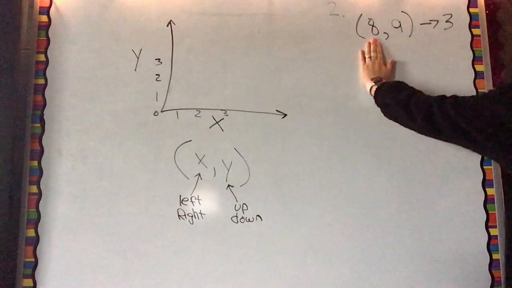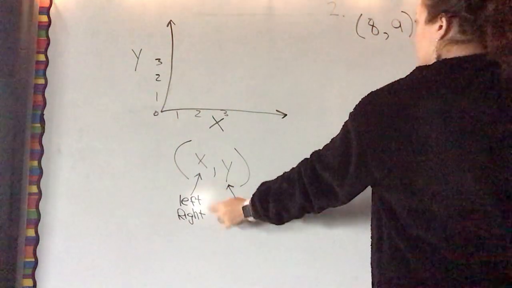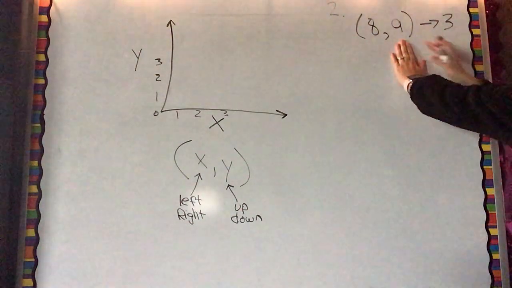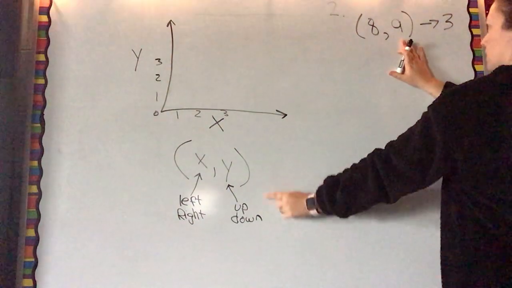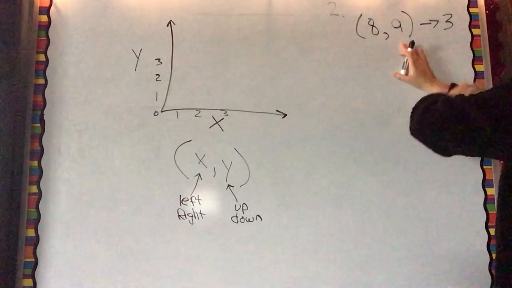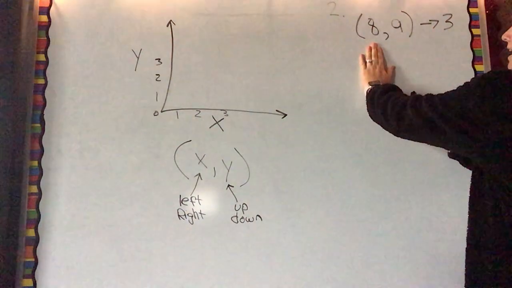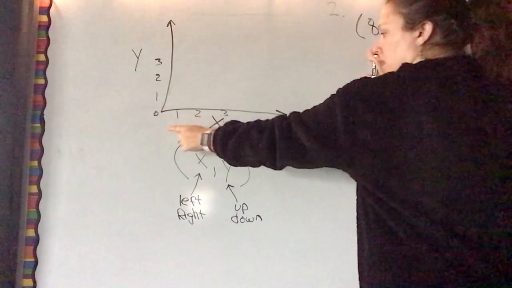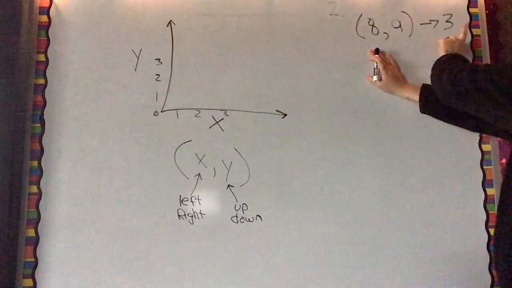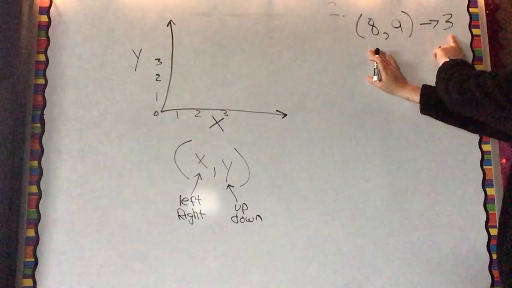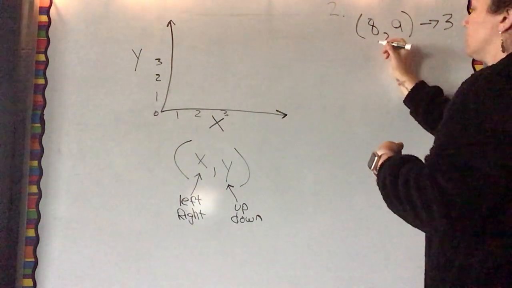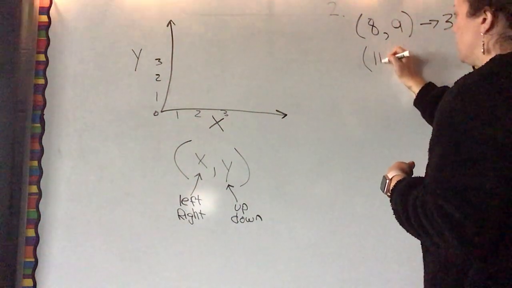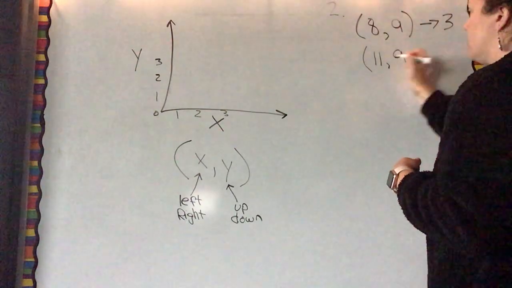My 8, so that's an X, that deals with left and right. My 9? Yeah. So my 9 is in my Y spot, that's dealing with up and down. Am I going up or down? Oh, 8. Okay. And this 8, we're going to the right 3. When I move to the right, do my numbers get bigger or smaller? Bigger. So I need to do what with this 3? What kind of computation? Add. So what is 8 plus 3? 11. So my new ordered pair is 11, 9.